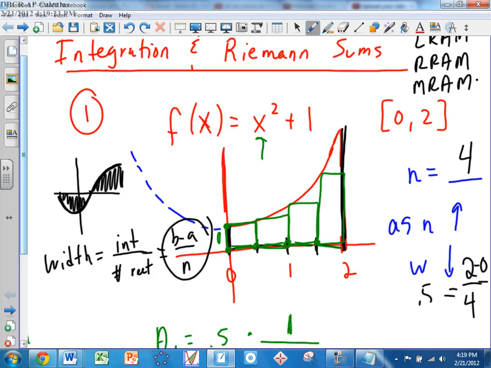What's the height going to be there? How come, Carrie? Be careful. You're doing the third rectangle right now, whether you know it or not. What's the value of x here? Isn't this really 0.5? Isn't that really 1.5?